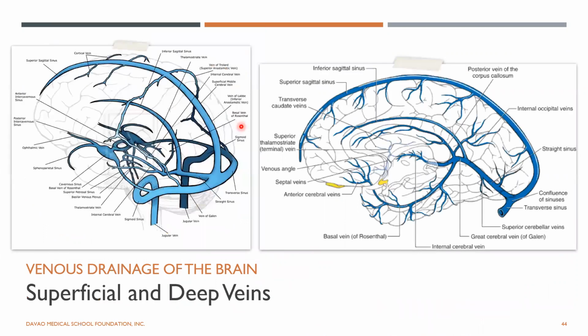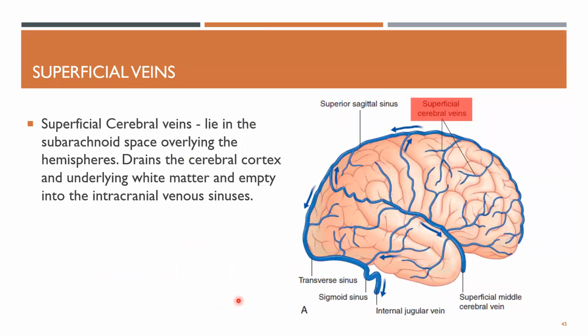Let's talk about the venous drainage of the brain. You have superficial and deep parts of the veins. Your superficial veins, so when you say superficial, it's superficially located. The veins lie in the subarachnoid space overlying the hemispheres. You have right and left hemispheres of the cerebrum. They drain the cerebral cortex and underlying white matter and empty into the intracranial venous sinuses.